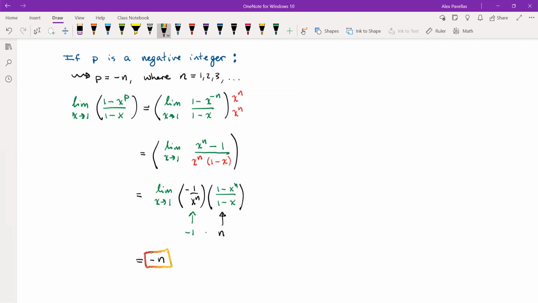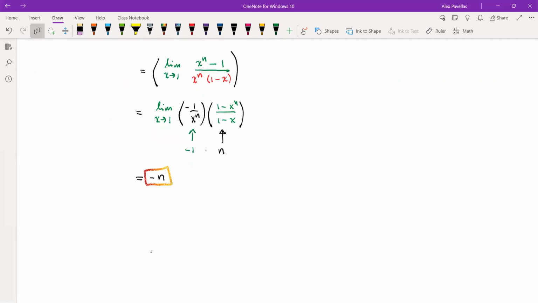All right. So as far as our original limit is concerned, we now know that if p is any integer, positive or negative or 0, that this identity holds. So we now know that the limit as x approaches 1 of 1 minus x to the p over 1 minus x is equal to p if p is any integer, positive or negative. All right, we're making progress here.